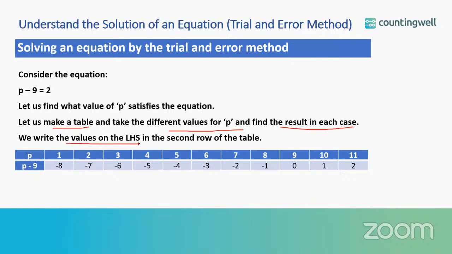We write the values of the LHS in the second row of the table. So you can see in the first row we have values for p. In the second row we have p minus 9. Let us take the values 1 to 11. If we substitute p is equal to 1 in p minus 9, we have 1 minus 9 which is minus 8. If we substitute p is equal to 2, then we have 2 minus 9 which is minus 7. Then we have 3 minus 9 which is minus 6, 4 minus 9 which is minus 5, 5 minus 9 which is minus 4, and so on.